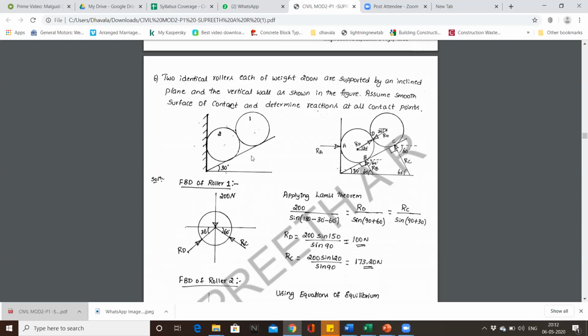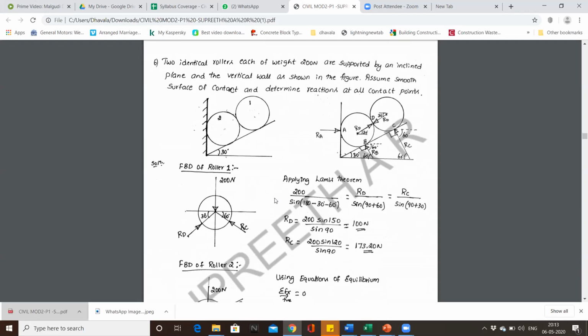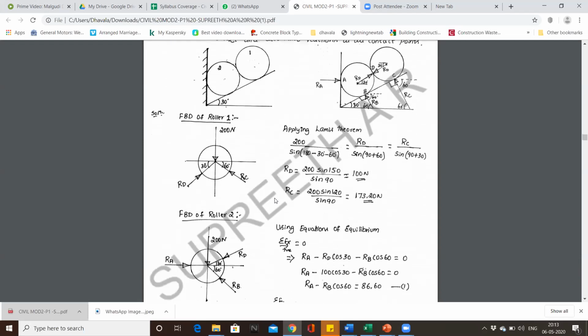and RD. RD, when you are considering sphere 1, it will be pushing sphere 2, hence this direction. And when sphere 2 is under observation, sphere 2 will be pushing sphere 1, hence the opposite direction. Apart from these, weights of the spheres respectively will be falling downwards. So we are supposed to write reactions for both sphere 1 and sphere 2.